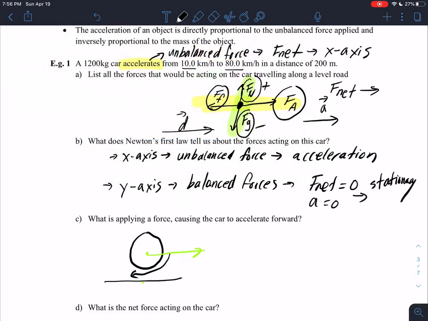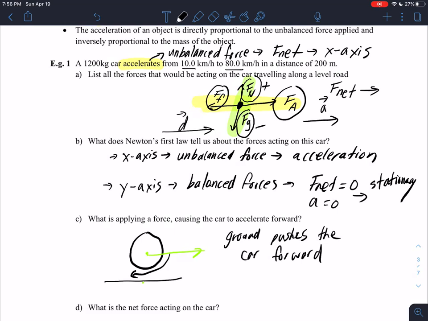I don't know actually what we want to write for that. We might just say the engine, but maybe you can say the ground pushes. So the ground pushes the car forward. And of course, that's because it's the wheels pushing backwards against the ground.